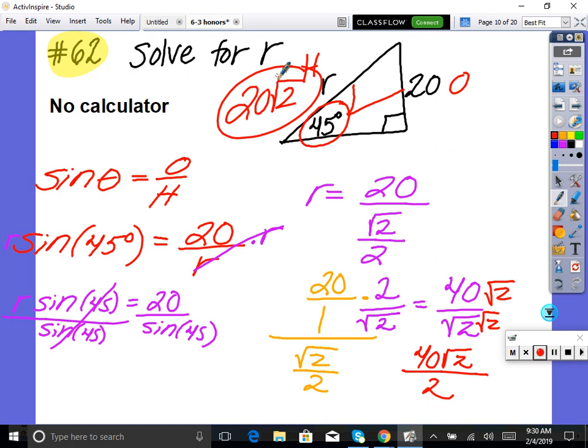So yeah, it might have been easier to do 20 squared plus 20 squared equals r squared. But I was just wanting to show you the algebra behind the other one. Okay, awesome. You guys are doing really good.